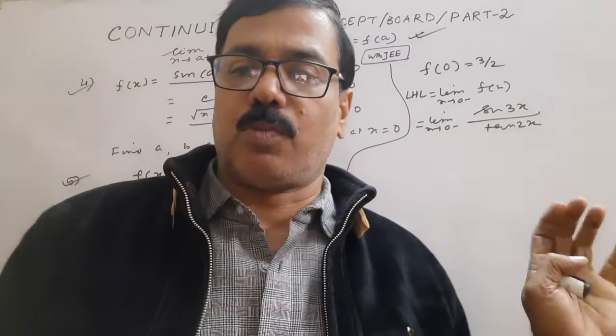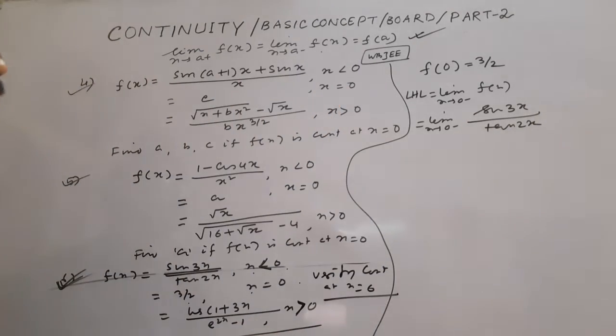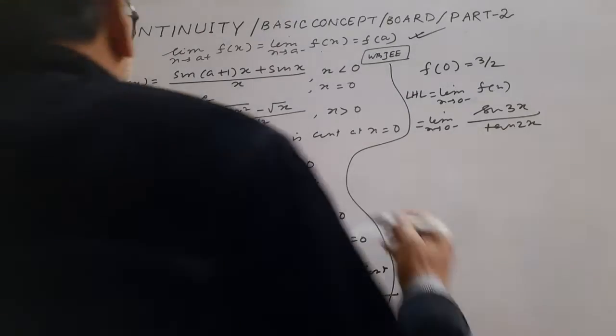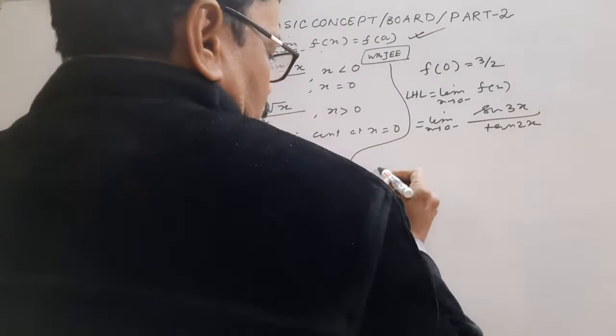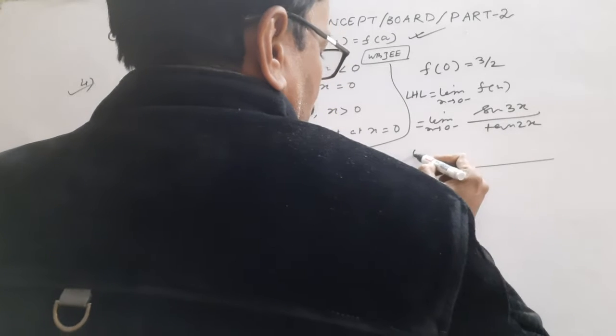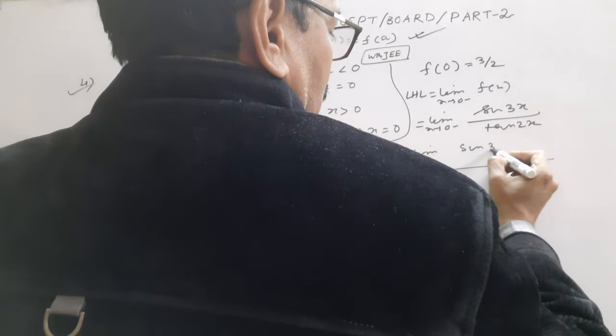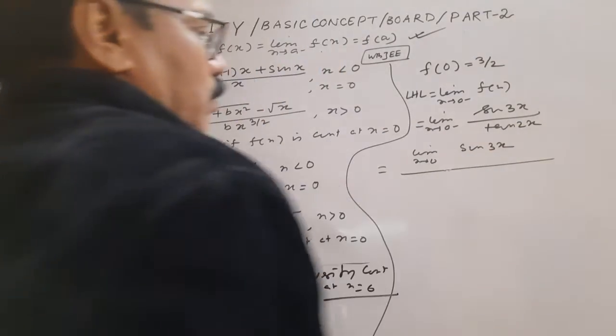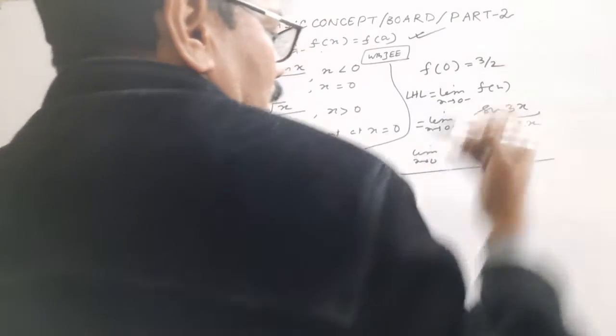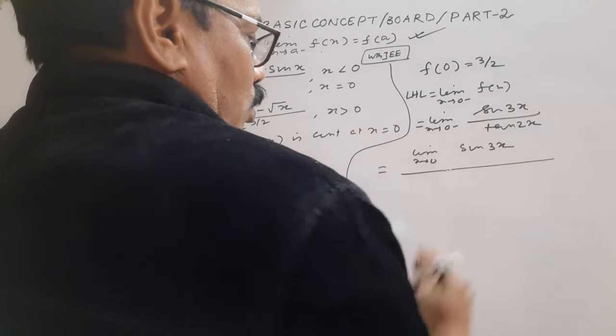Now it is a problem of trigonometric limit. We know limit sin 3x by x equals 1, we know it, and also tan x by x equals 1. Sin x by x is 1, tan x by x is 1.